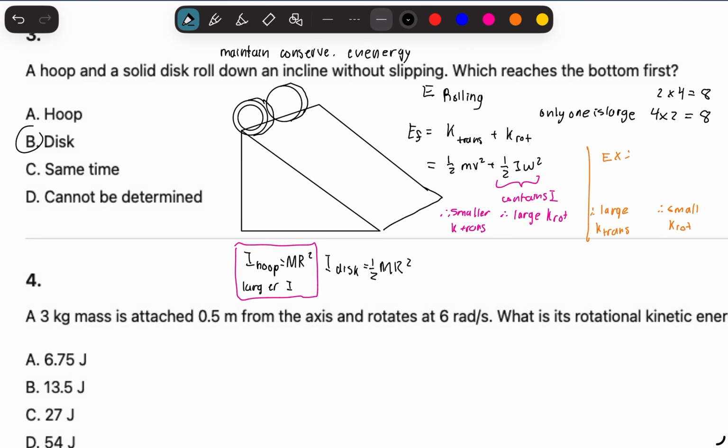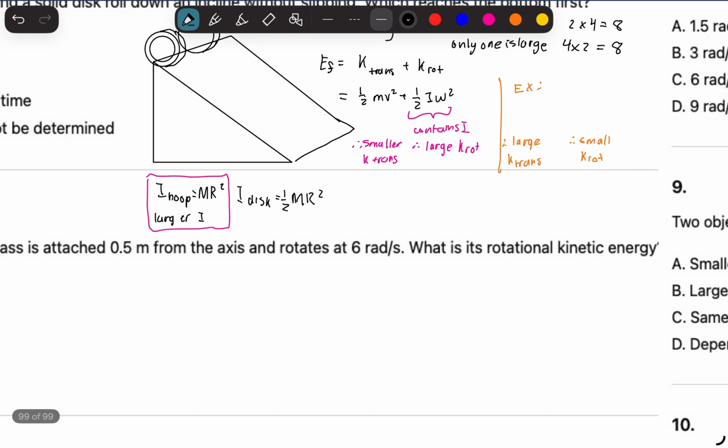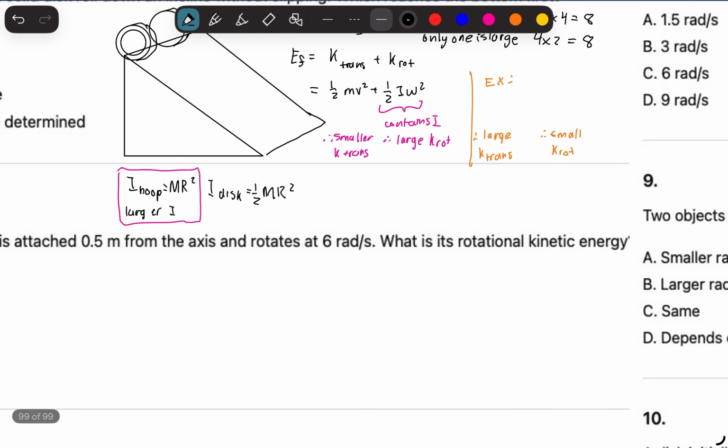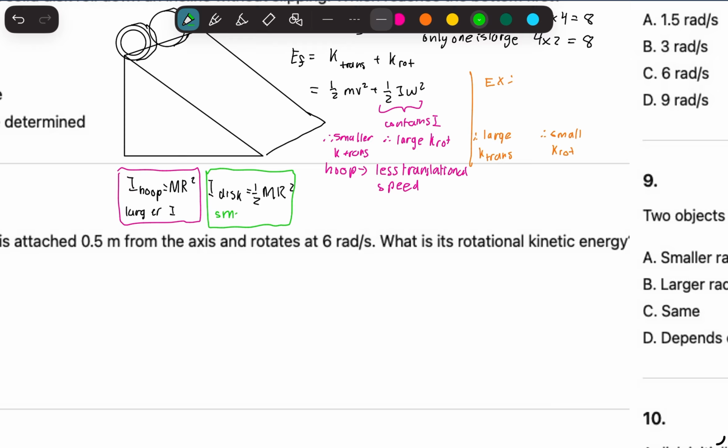So that means that our disk is going to reach the ground first, because when you have a larger I with your hoop, that means that more energy is going into rotation, so you have less translational speed. On the other hand, we're going to have the inertia of the disk. It has a smaller I, so that means that the disk is going to reach the bottom first.